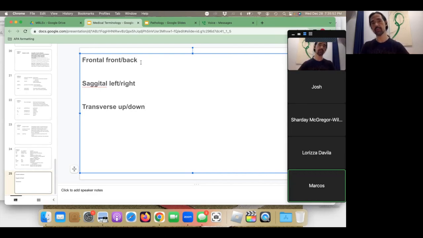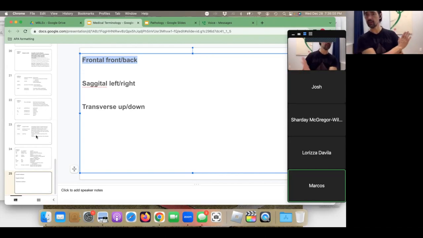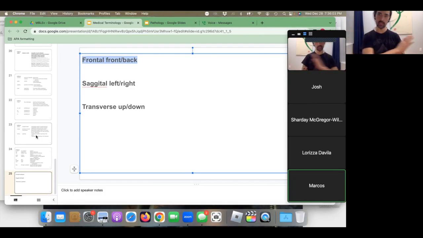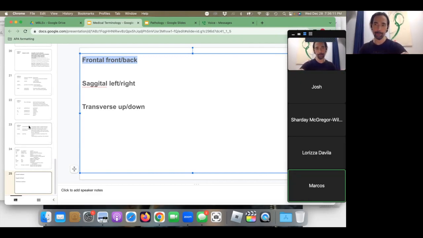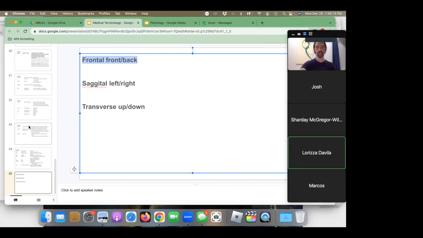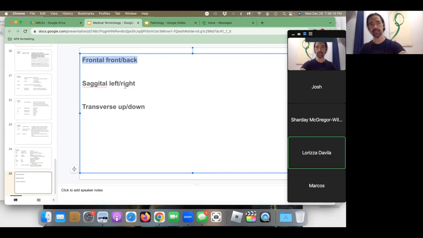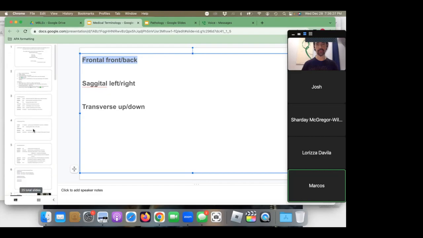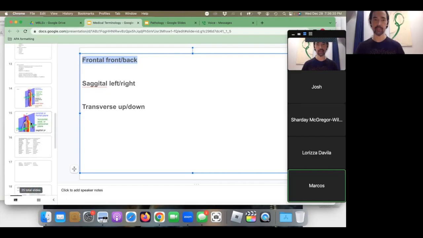So a frontal plane is one that divides the body into the front and back. Where would that go? Would it go across from one shoulder to the other through the center of the body, or from the chest to the back through the center of the body? Where would the frontal plane go? One shoulder to the other. That's right. And then sagittal, dividing it into left and right, would be the one that goes straight through from the chest to the back. Yeah, and then transverse divides it into the top and the bottom.